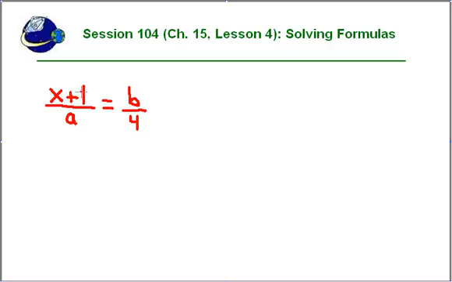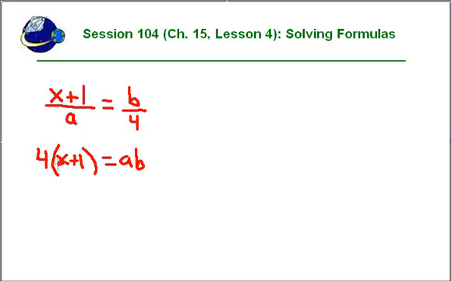If we recognize this, we have a fraction on the right and a fraction on the left. We actually have here a proportion, so we can use our cross multiplication here. We can multiply our means times our extremes. So let's go ahead and rewrite this. We're going to have 4 times x plus 1, that's going to equal a times b.